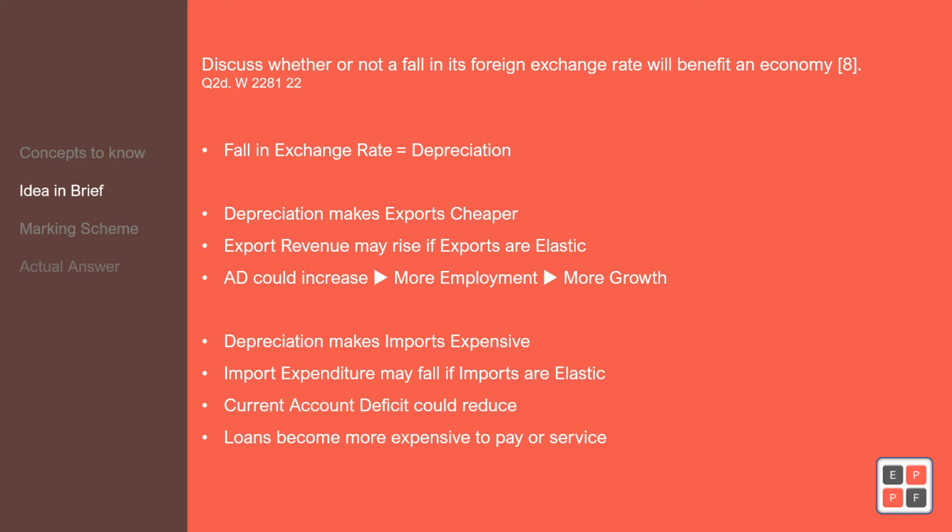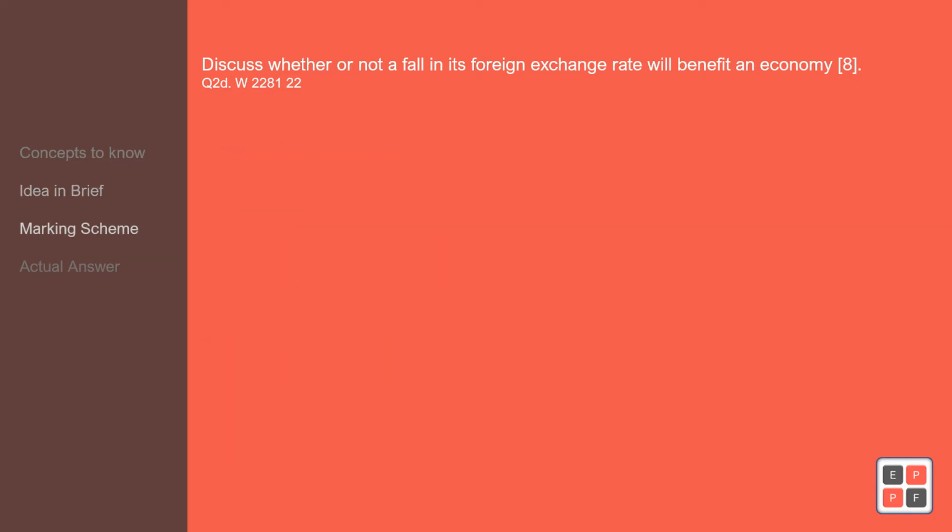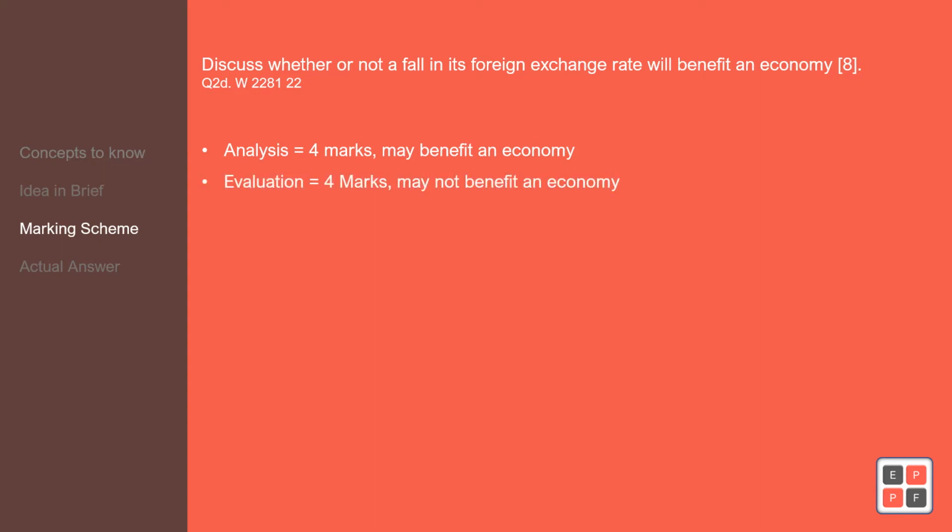Now let's look at the marking scheme very quickly. As you may be aware, the marking scheme for an 8-mark question is very simple. Analysis contains 4 marks, which is your AO2. So the analysis could be how the foreign exchange fall benefits an economy. And in an 8-mark evaluation question, you have to write contrasting viewpoints, the other side of the picture, which is the evaluation: how the fall in foreign exchange may not be able to benefit the economy after all. Please be careful that if you fail to write both sides of the argument, then you may get a maximum of 5 marks and you're going to gift 3 marks to the examiner.